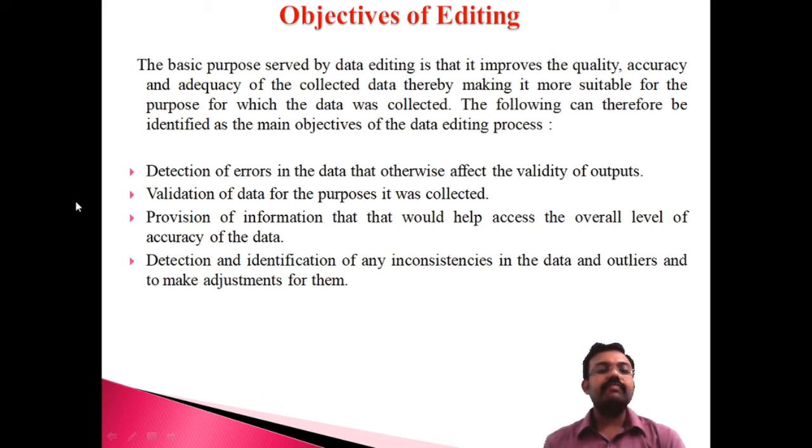The second one is validating the data. The second important objective of editing is validation. Validation means checking whether the data is collected from the right source or not. It can be easily validated with the help of editing. The third is the provision of information that would help assess the overall level of accuracy of the data. We can measure the accuracy of the data with the help of editing.